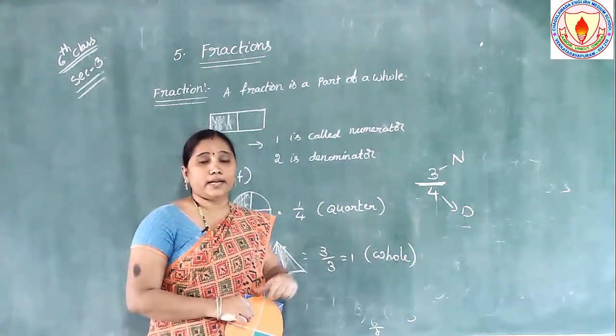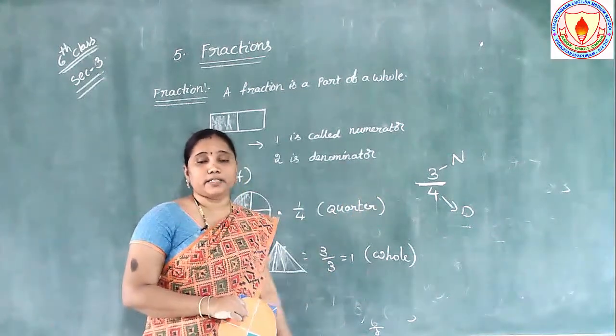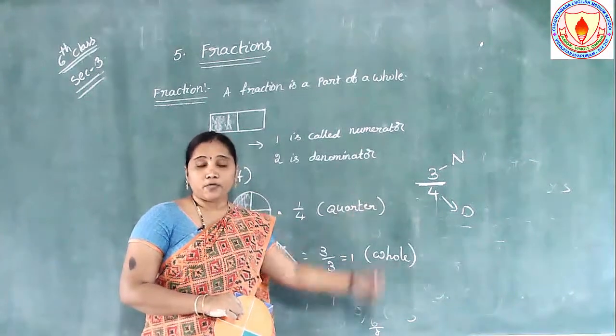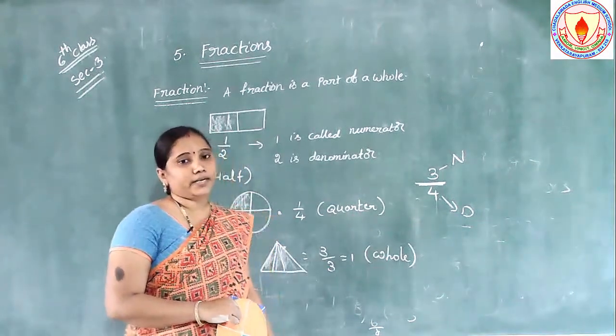Which is the numerator? The number above the line is called the numerator. The number below the line is called the denominator. We should call the upper one the numerator and the lower one the denominator.